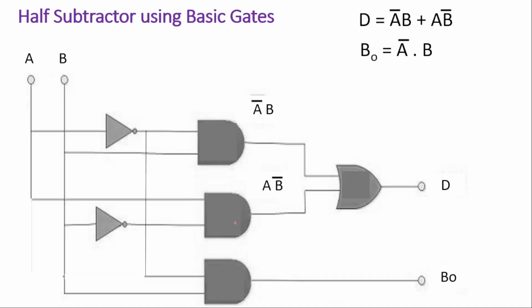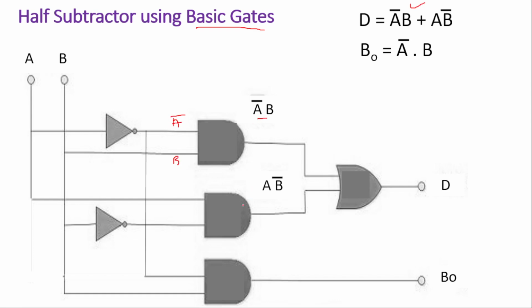Similarly, if you are asked to use the basic gates to realize the half subtractor circuit, meaning don't use XOR, just use AND or NOT, in such a case we will use the basic gates. So A and B are the two lines. A is made A bar by this NOT gate. B is fed directly, so it will produce A bar B. That is the first term.